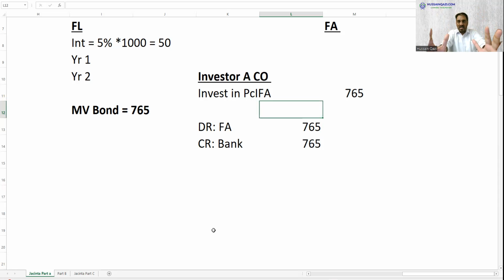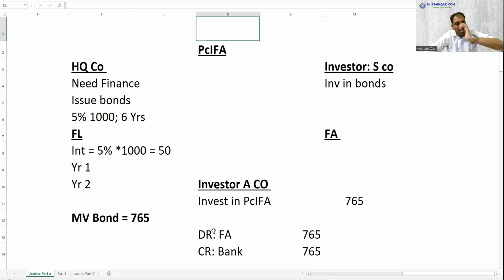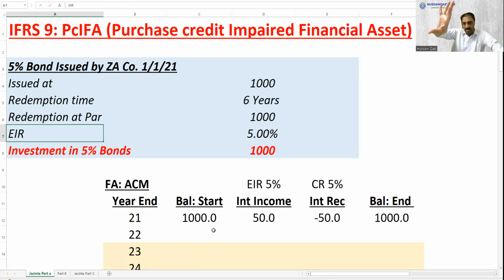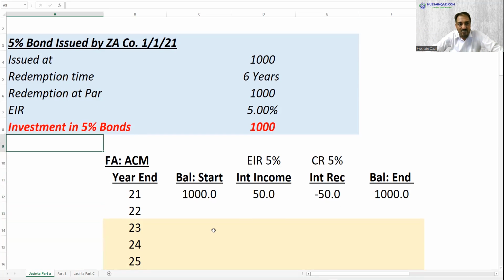So whatever the discussion we have made on the purchased credit impaired financial asset, now we need to cover it with a basic example. Till now we have only covered the concept of a purchased credit impaired financial asset. Now with this mindset, let's take an example.